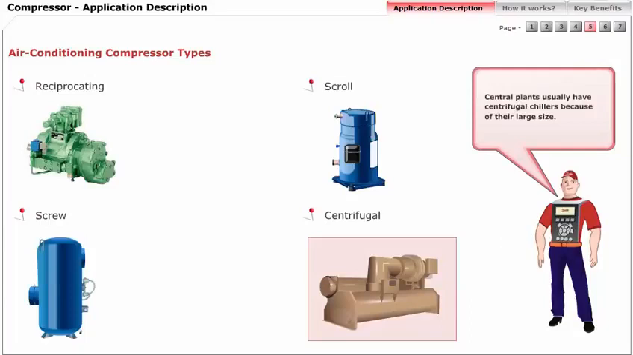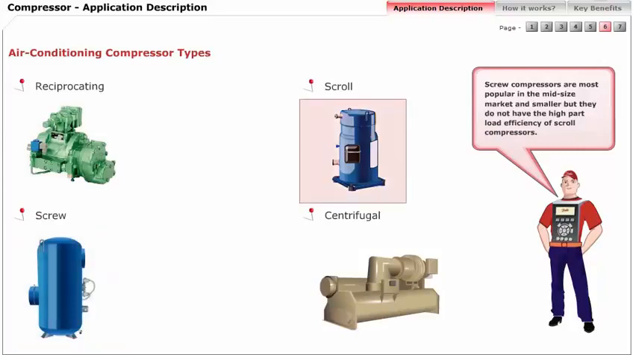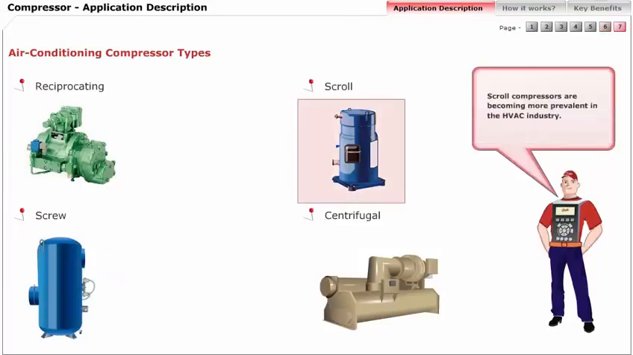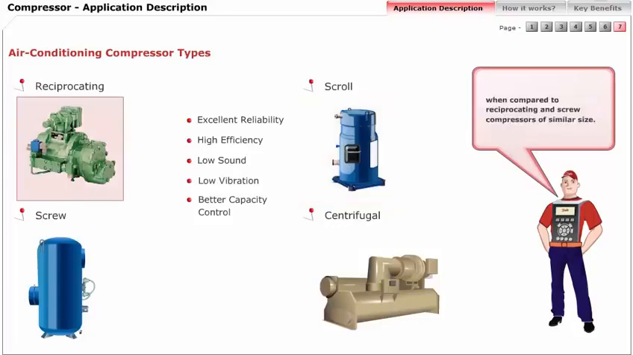Central plants usually have centrifugal chillers because of their large size. Screw compressors are most popular in the mid-size market and smaller, but they do not have the high part load efficiency of scroll compressors. Scroll compressors are becoming more prevalent in the HVAC industry. They have excellent reliability, high efficiency, low sound, low vibration, and better capacity control over a range of operating characteristics when compared to reciprocating and screw compressors of similar size.